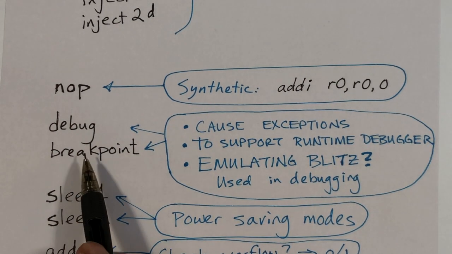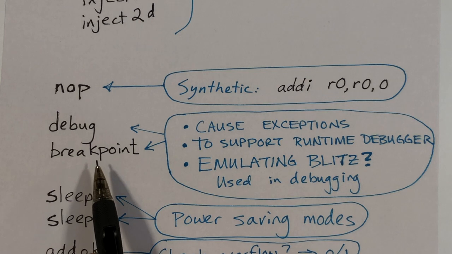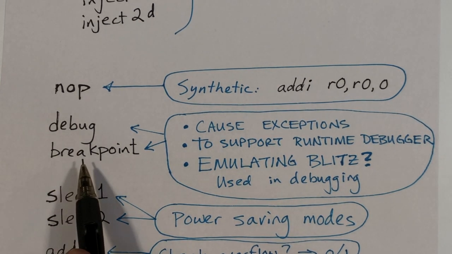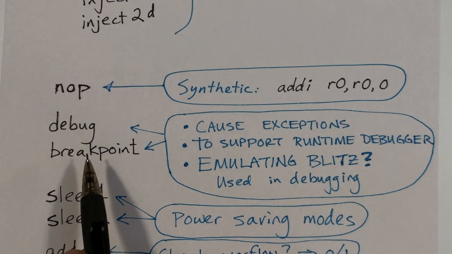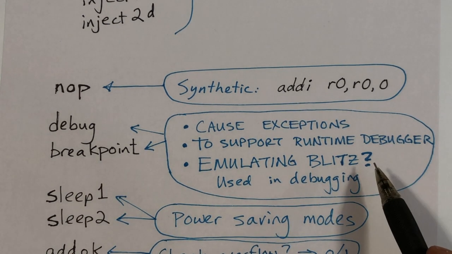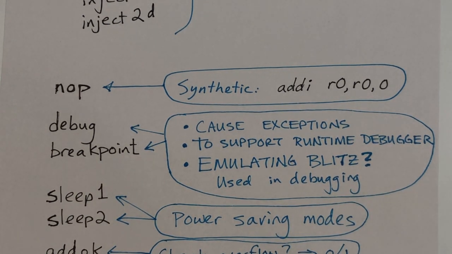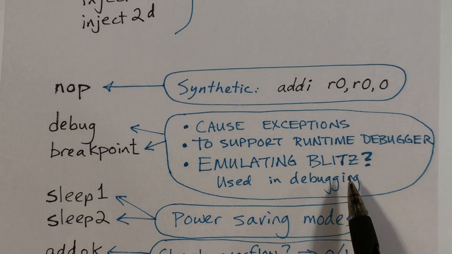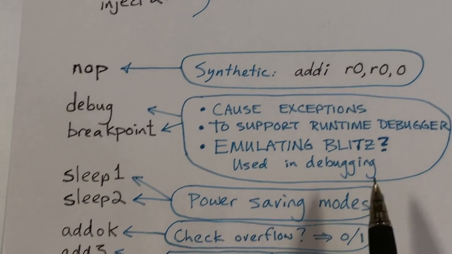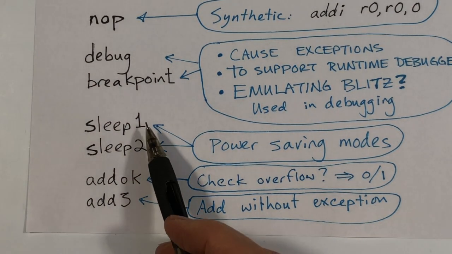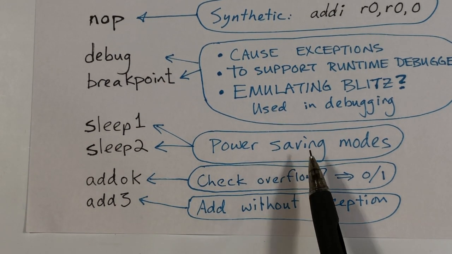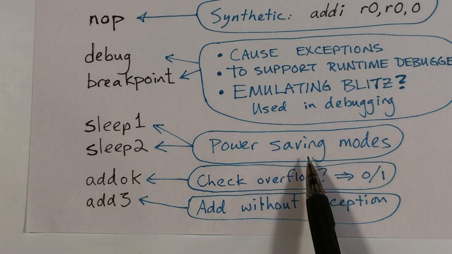The debug and breakpoint instructions are used to support debuggers. There's a debug exception and a breakpoint exception, and when these instructions are executed, they will cause that exception to occur. If you are emulating the Blitz machine, it's also possible as an option for the debug instruction to pop you into the emulator's debugger. There is a sleep 1 instruction and a sleep 2 instruction for switching the processor into various power saving modes.